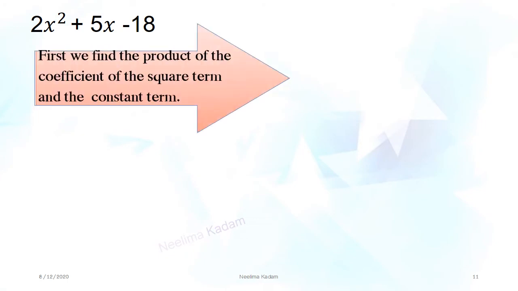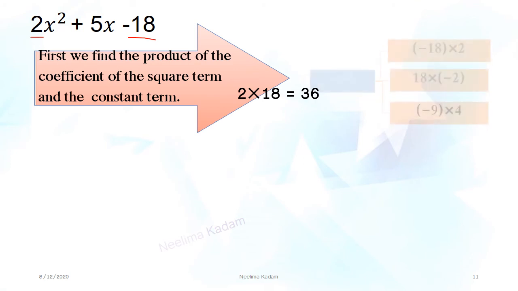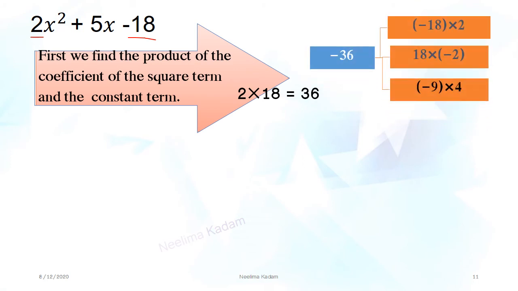Now 2x square plus 5x minus 18. First we find the product of the coefficient of the square term and the constant term. When there is a coefficient with the square term, we have to multiply this term with the constant term. That is 2 into 18, that is 36. Now the last term will not be minus 18, we have to consider it as minus 36. Remember, the product is considered as the last term.